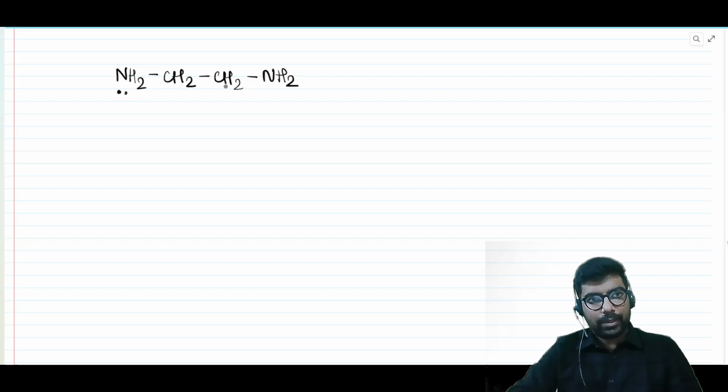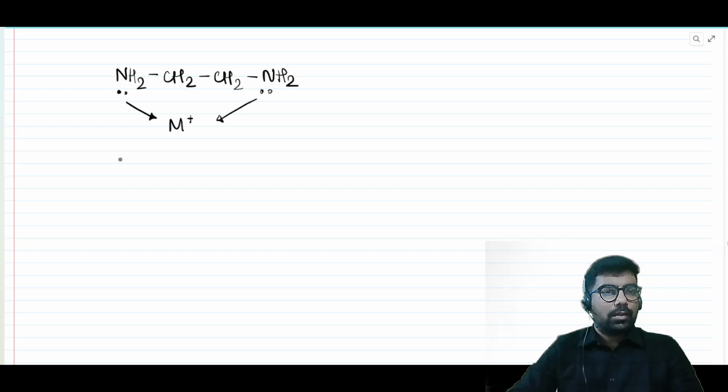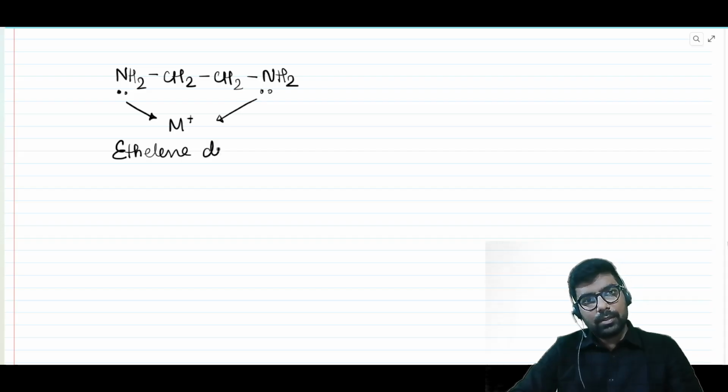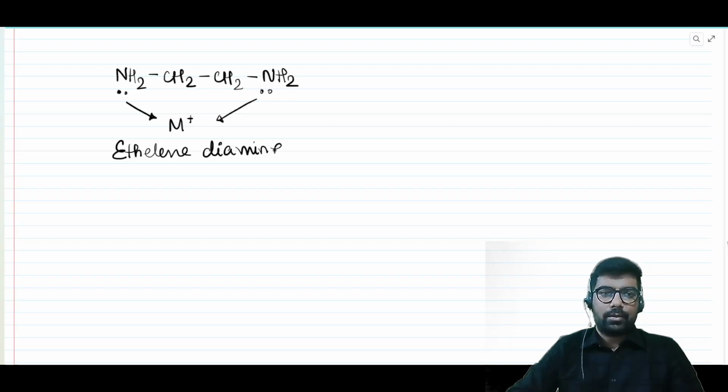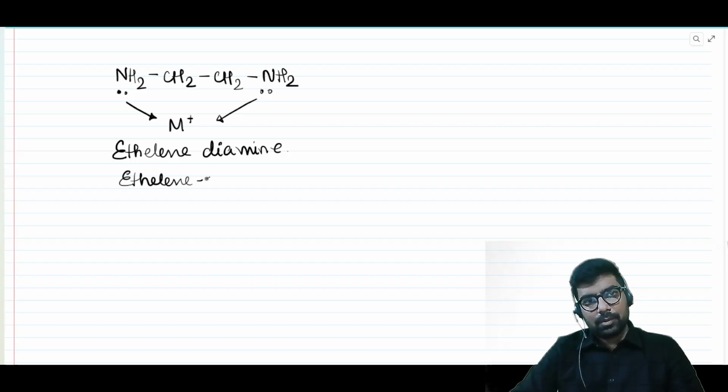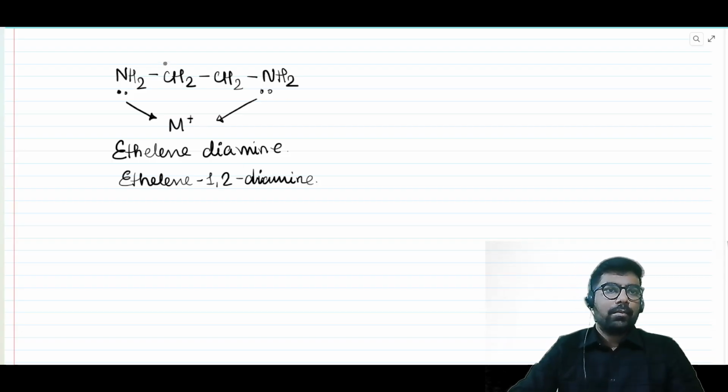Both the nitrogens have a lone pair, and both can bind with the metal via this lone pair. We call it ethylene di... Again, amine is coming, but not the NH3 one. A single one. It is also called ethylene 1,2 diamine, because two amines are present in the first and second position.